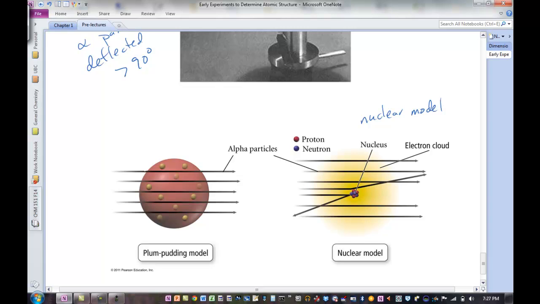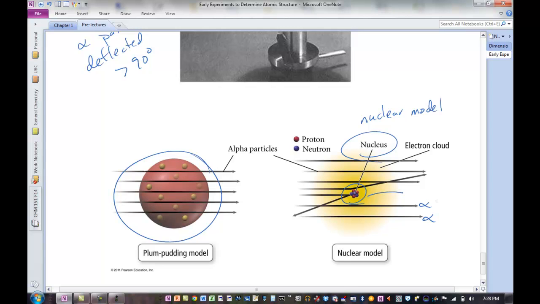Instead of this diffuse positive charge spread out over the whole atom, Rutherford said the positive charge was concentrated in a small nucleus, a very, very dense nucleus in the atom. Most of the alpha particles, these lines are showing the alpha particles coming through, wouldn't even come close to the nucleus. But 1 in 8,000 would either hit it directly or come much closer and be deflected at a large angle. Pretty cool stuff.